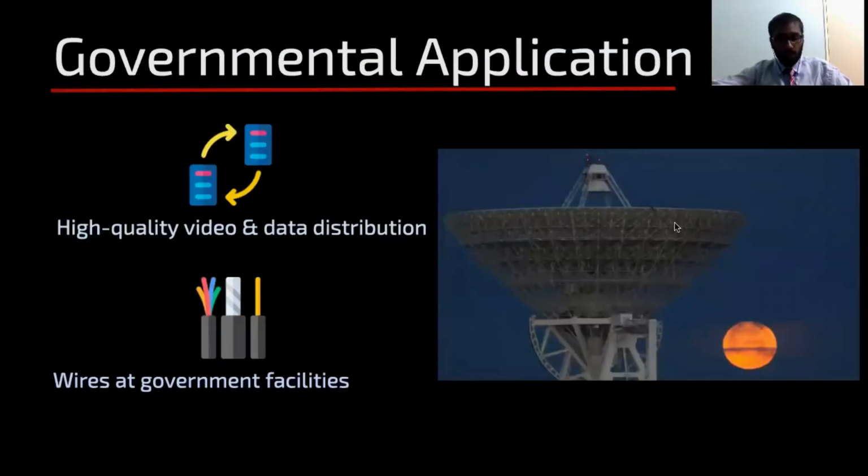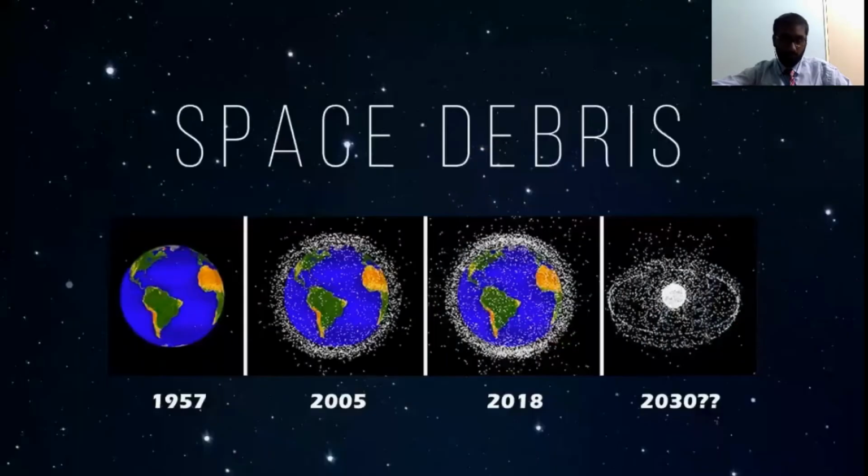Governmental applications. Federal government facilities need high quality video and data distribution. There are rules about what types of wires to use in secure government facilities. Since cable doesn't pass the test, satellite TV is the best and obvious choice. Satellites also help provide secure cell phone and internet services for bases and personnel.